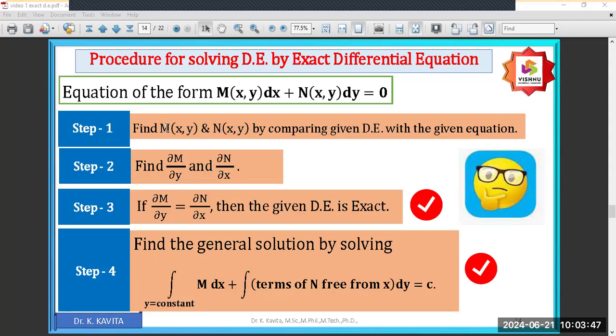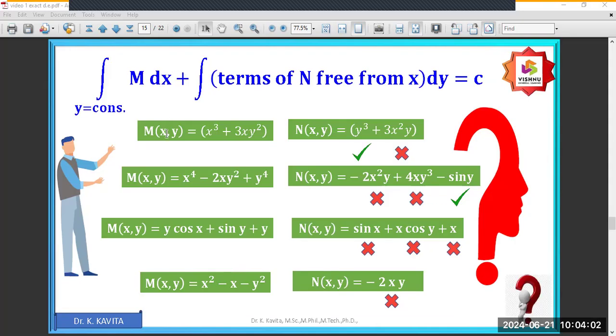In step 1, we identify M and N. In step 2, we differentiate M with respect to y and N with respect to x partially. In step 3, dou M by dou y and dou N by dou x should be equal. In the fourth step, we get the general solution. Here we can observe four different examples for the M terms and four different examples for the N terms. Especially we concentrate on terms free from x; if x terms are there, we do not consider them, only y terms we consider.